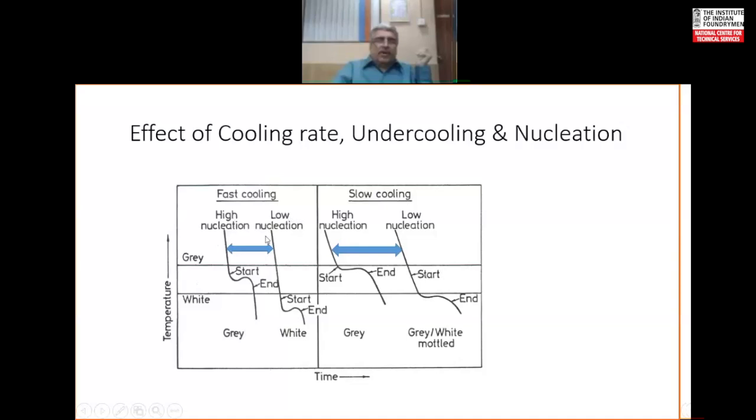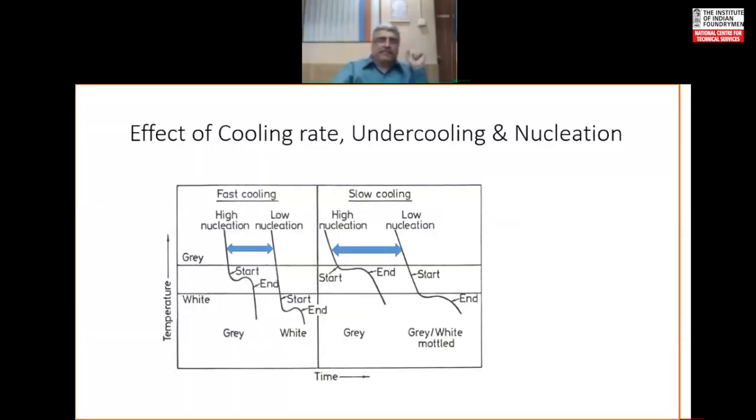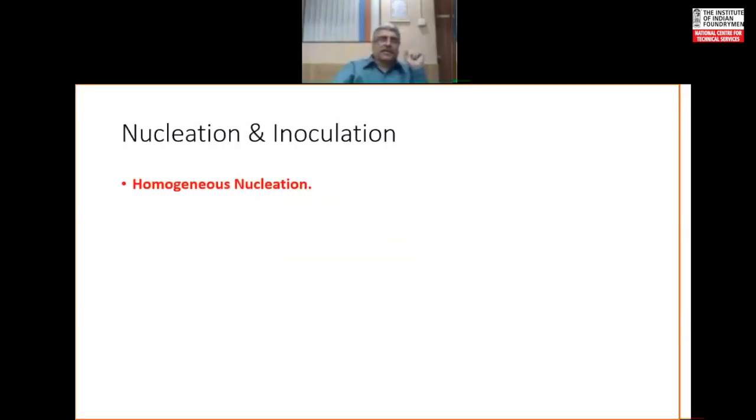So what we have to do is increase the level of nucleation. As the level of nucleation increases, there is no need for undercooling to happen. There is no need for that extra energy to be drawn from the metal itself to form a stable nucleus, because you are going to provide external nuclei. So let's come to nucleation and inoculation.